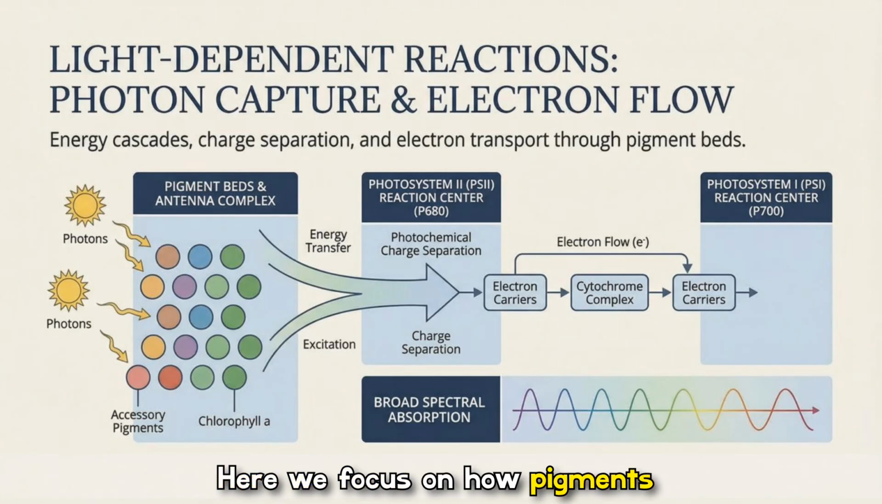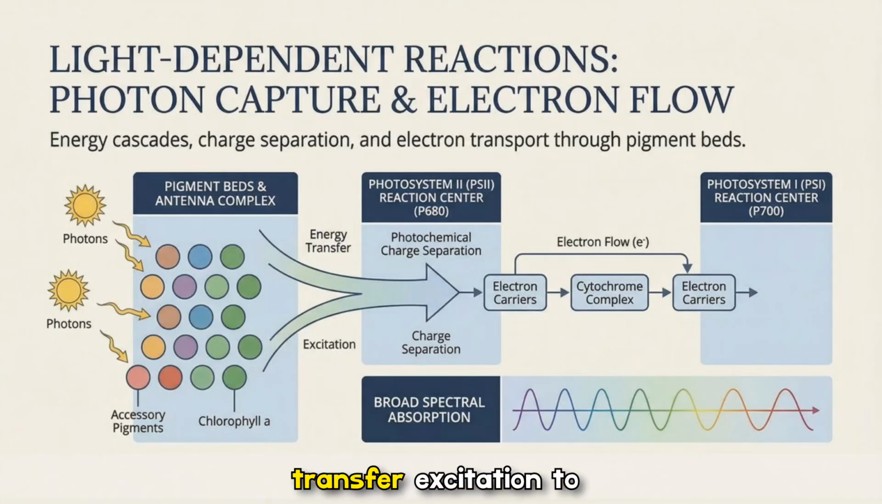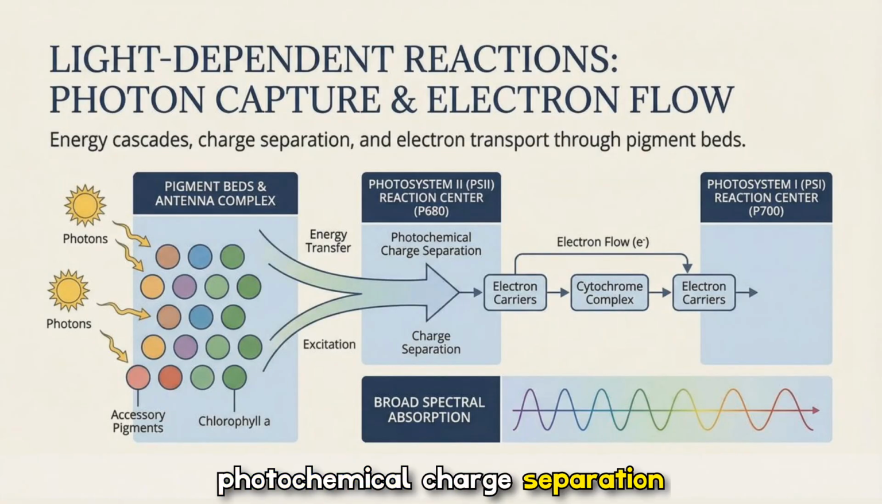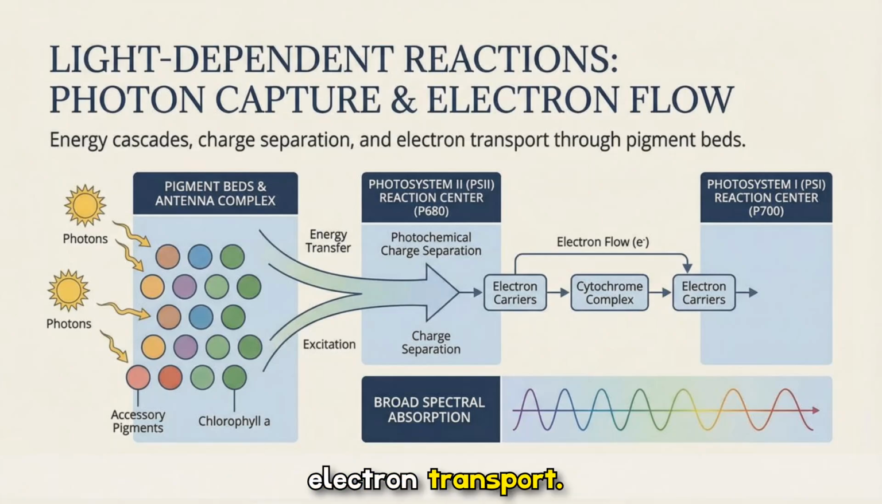Here we focus on how pigments harvest photons and funnel that energy to reaction centers. The antenna complexes collect light across a broad spectrum and transfer excitation to photosystems, driving photochemical charge separation and electron flow through carrier proteins and cytochromes, which you can trace across the diagram from photon capture to downstream electron transport.